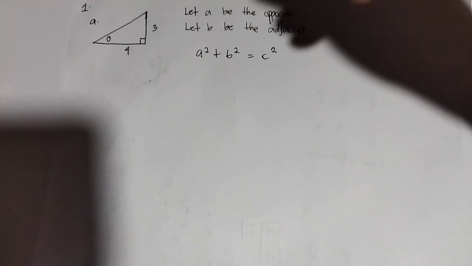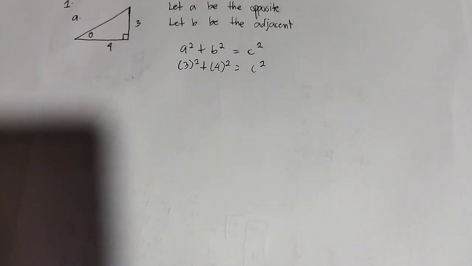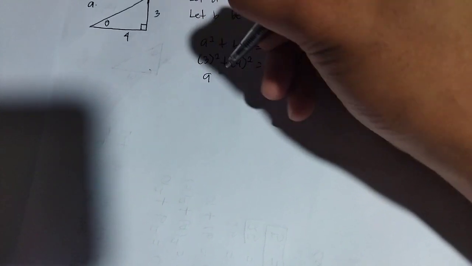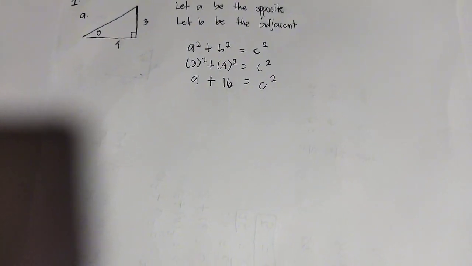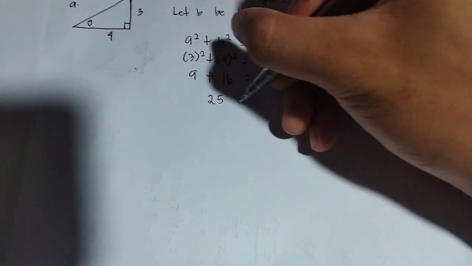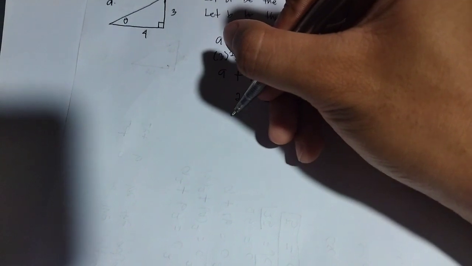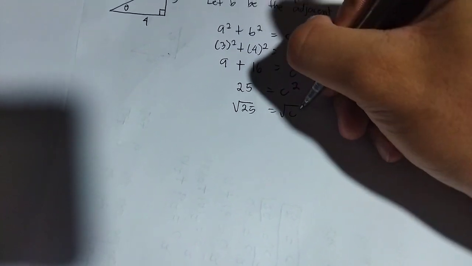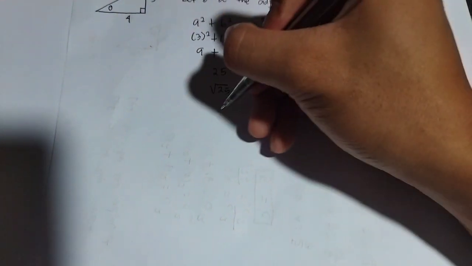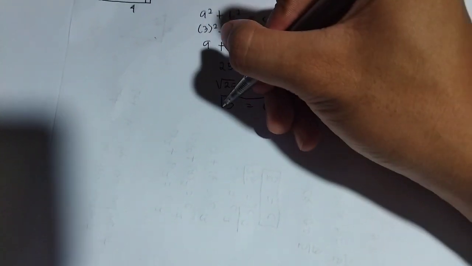Then substitute, we have 3 squared plus 4 squared is equal to C squared. So 3 squared is equal to 9 and 4 squared is equal to 16. Then copy the C squared. So 9 plus 16 is equal to 25. Then copy the C squared. Then square root the 25 and C squared. So the square root of 25 is 5. So therefore, the hypotenuse is 5.